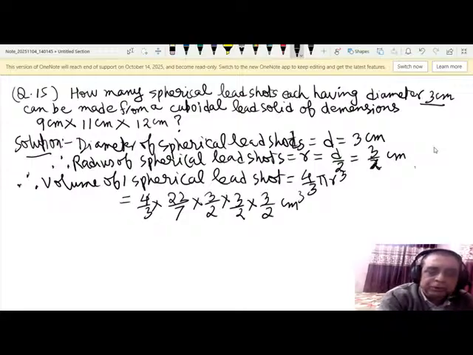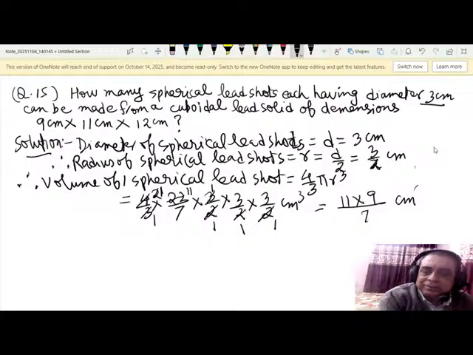Now divide 4 with 2, so here we get 2. And divide this 2 with 2, here you get 1. Again you divide 2 from the top, you get 1. 22 you divide with 2, here you get 11. And 2 you divide with 2, you get 1. Now 3 you divide with 3, you get 1. So now multiply 11 and 3 times 3 is 9, divided by 7 centimeter cube.